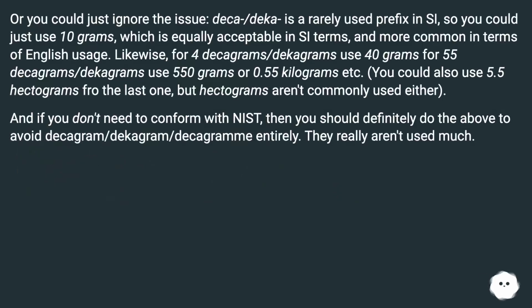Or you could just ignore the issue. Deca-/deka- is a rarely used prefix in SI, so you could just use 10 grams, which is equally acceptable in SI terms, and more common in terms of English usage. Likewise, for 4 decagrams/dekagrams use 40 grams, for 55 decagrams/dekagrams use 550 grams or 0.55 kilograms, etc. You could also use 5.5 hectograms for the last one, but hectograms aren't commonly used either. And if you don't need to conform with NIST, then you should definitely do the above to avoid decagram/dekagram/dekagramme entirely. They really aren't used much.